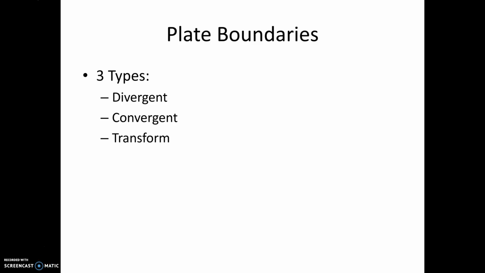Hi everyone, so there are three types of plate boundaries that we're going to review today. So it's divergent, convergent, and transform, and we're going to define what each one of those means and what they mean for our plates moving.